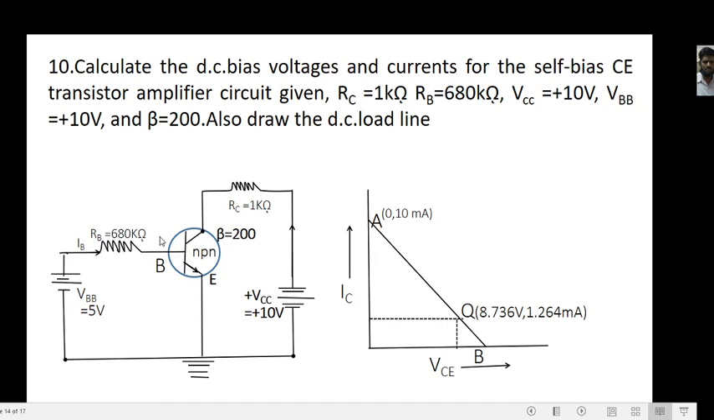RB is equal to 680 kilo ohm, IB, and VBB is equal to 5 volts. Here is the NPN transistor, and beta, current amplification factor, is equal to 200. RC is equal to 1 kilo ohm. VCC is equal to 10 volts. Here in this graph, IC is taken along the y-axis and VCE is taken along the x-axis. So here the Q point is 8.736 volts, 1.264 milliampere, and here 0, 10 milliampere.